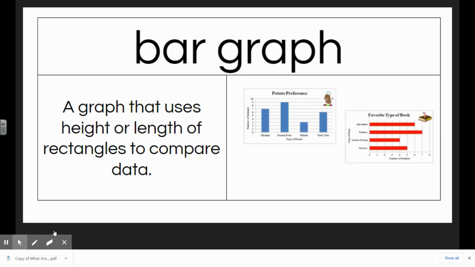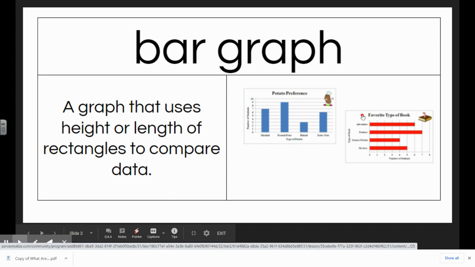Remember, a bar graph is a way to represent data, and it uses the height or length of rectangles to compare the data points. Notice that all the graphs have a title, and each axis has a label. The numbers on the left might say the number of students, and the bottom tells you the different categories. Or on this one on the right, it says favorite type of books, types of books here, and the number of students. Those are important to remember when you're making your own bar graph.